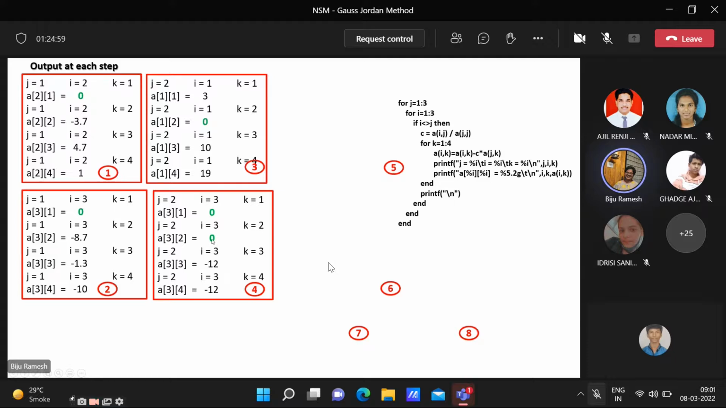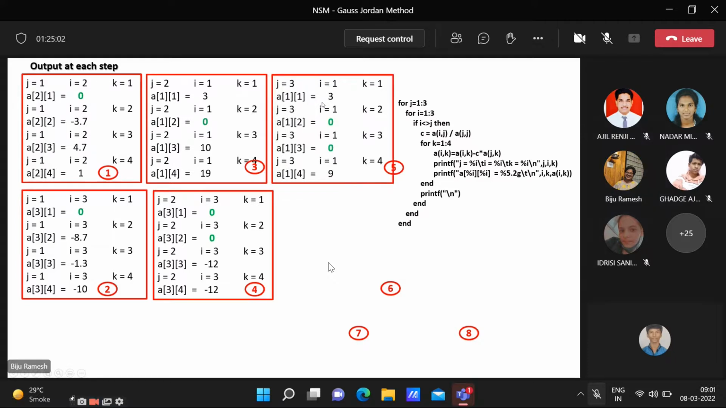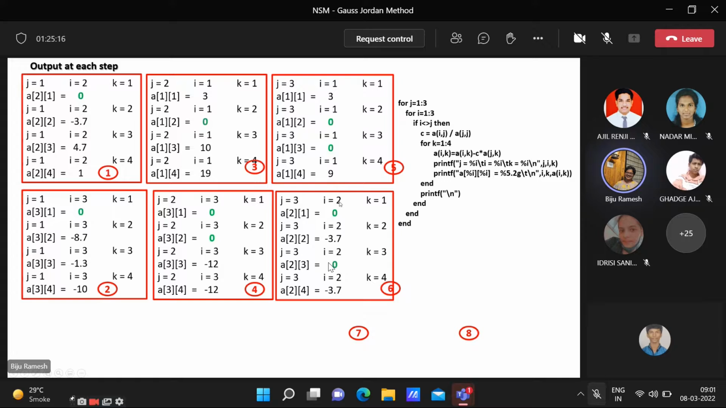Then in the next round j becomes 3 and when I is equal to 1, A12 and A13 will be reduced to 0. A12 is already 0, so it remains 0. A13 is reduced to 0. Then the next round when I is equal to 2, A21 and A23 will be reduced to 0. A21 is already 0 from the first round. A23 is the new one that will be reduced to 0. Okay, so this is how it goes.